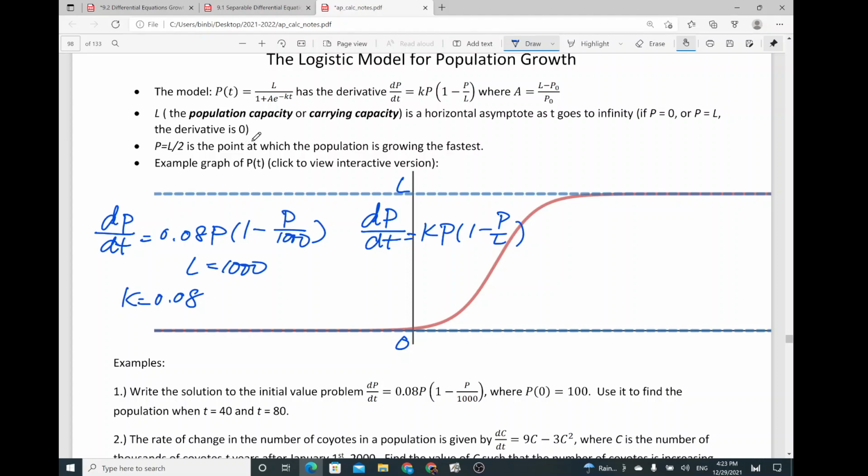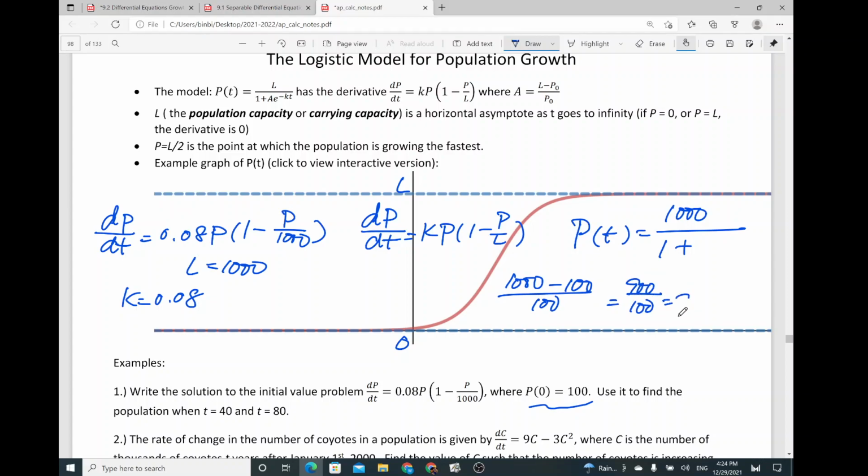Using the model, we can set up P of t equals L, which is 1000, all over 1 plus A. In order to get A, it's L minus P naught. L is 1000, the maximum capacity, minus the initial population, which is 100, and then divided by 100. So we get 900 over 100, which is 9. So 1 plus 9 times e to the power negative kt, where k is 0.08, so negative 0.08 times the time.